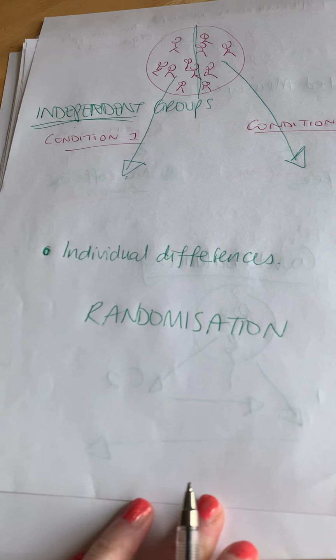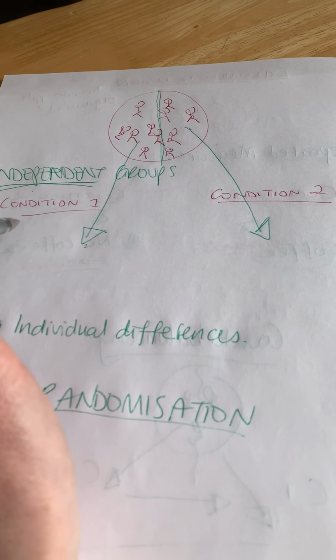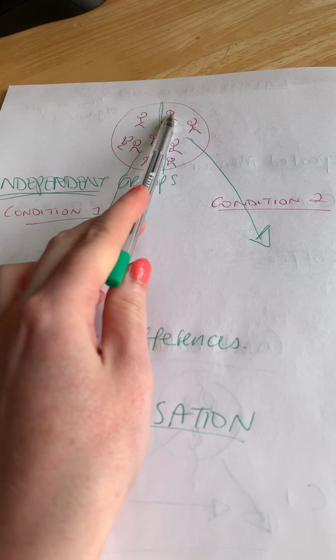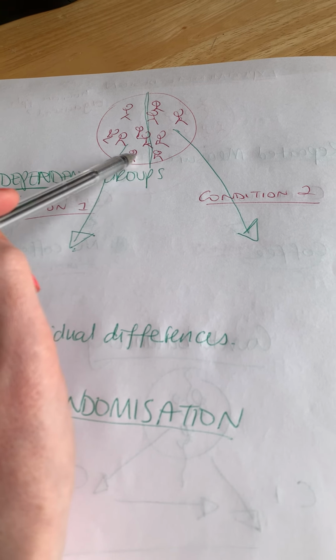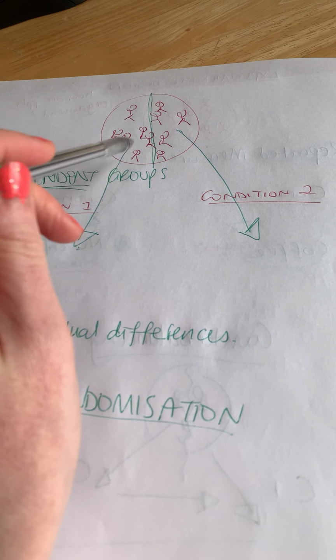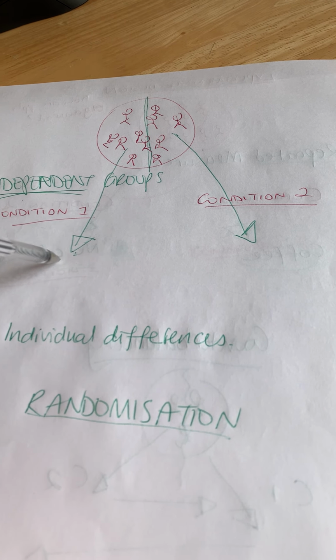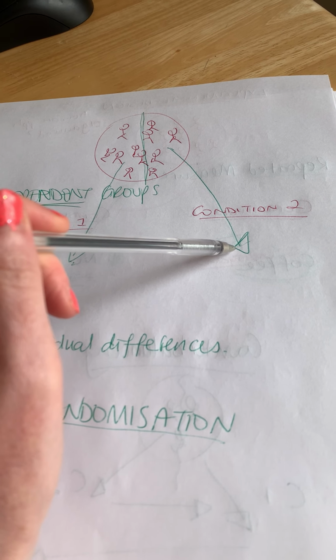is something called randomization. And that means that when we are assigning participants to condition 1 and condition 2, we do it in a completely randomized way. So we will put all the names into a hat. So say all our 40 names go into a hat, and then we draw out 20. And those first 20 names drawn out will be assigned to condition 1. And the remaining 20 names will then be assigned to condition 2.